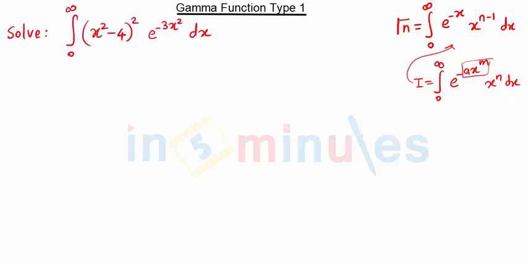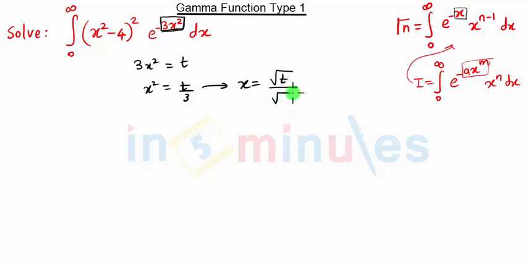So this is our question. Solve this term. If you see here we have e raised to minus 3x square and here we only want minus x, and these two terms are matching, so it is of type 1. So what we are going to do is substitute this term equal to another variable. Let's say we put 3x square equal to t. Then we take the derivative. Then we write x equal to something, that is x square is t by 3, then x will be root t upon root 3.